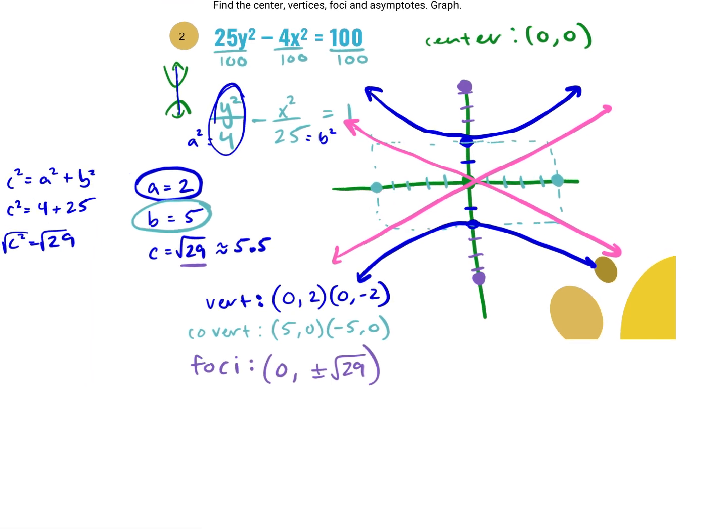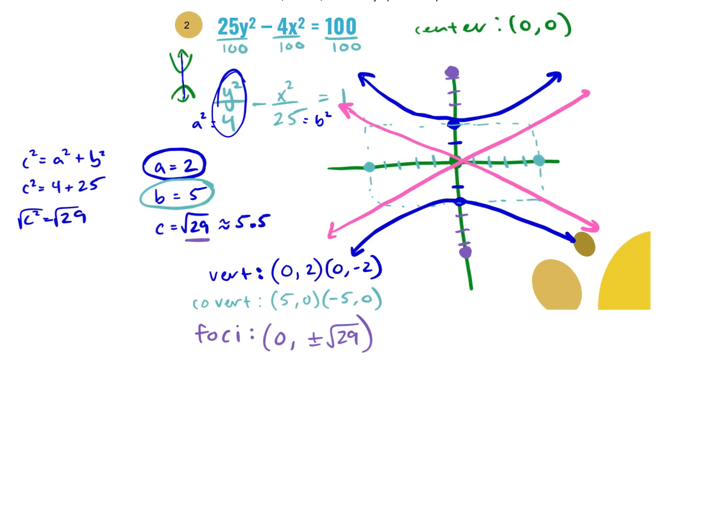And then lastly, let's come up with our equation for the asymptotes. Because we have a vertical transverse axis, our asymptote formula is going to go a over b. So it's y equals plus or minus a over b times x. So y equals plus or minus 2 over 5x. This would be our asymptote equation.